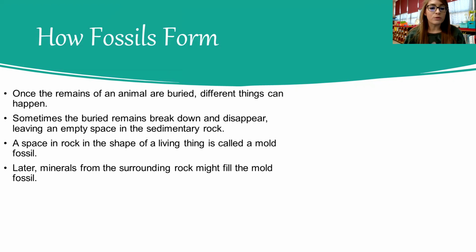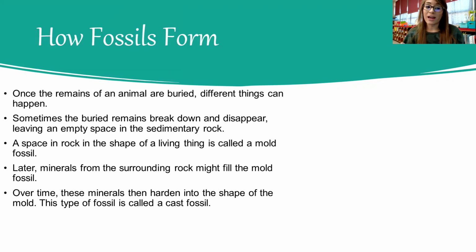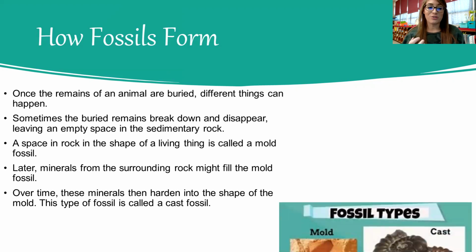Later, minerals from the surrounding rock might fill the mold fossil. Once the shell or whatever made the mold fossil is fully decayed, other minerals and sediment from around it can get into that mold and actually fill it up. So over time, these minerals can harden into the shape of that mold and that becomes a cast fossil.